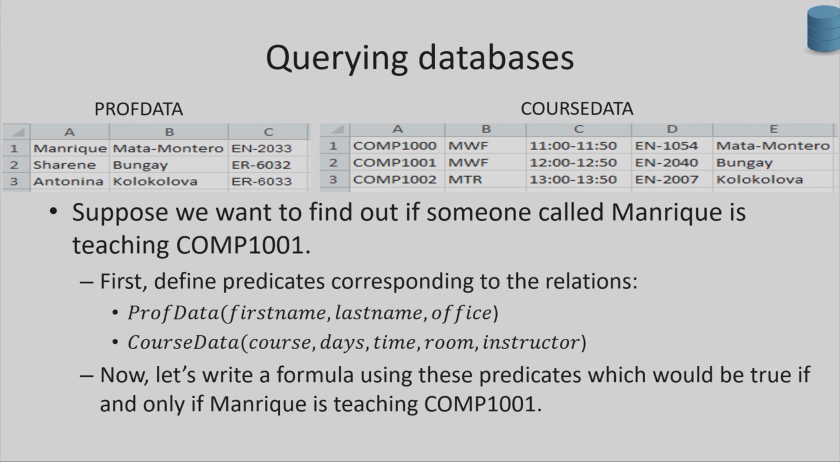So now let's use those two predicates, prof data that takes three values, first name, last name, and office, and tells you yes, somebody with this first name and this last name has this office, or no, there is some kind of mismatch. And the course data with course, days, time, room, and instructor, and make a query which would be true if and only if Manrik is teaching COMP100-081.